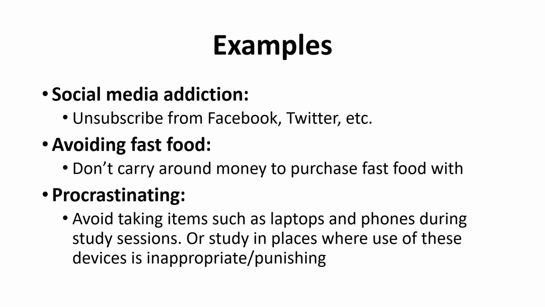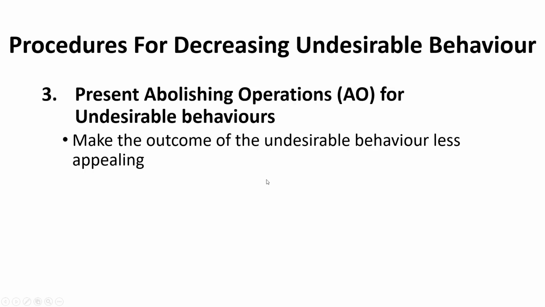If you're trying to avoid eating fast food, then maybe you don't carry money around so that you can't go out and buy fast food. Or procrastinating. If you always spend time on your electronic devices instead of studying, then maybe don't bring them with you. Or go to a place where using those devices is frowned upon. So go to the library in a quiet area so that you can't talk to other people on your phone or something like that. So set the environment up so that you can't do the thing that's causing problems.